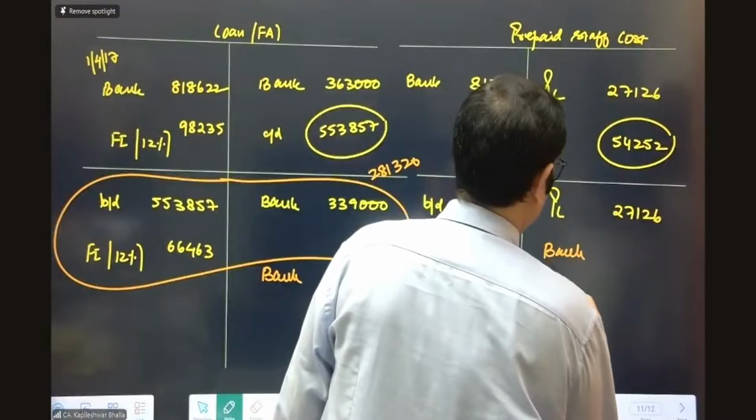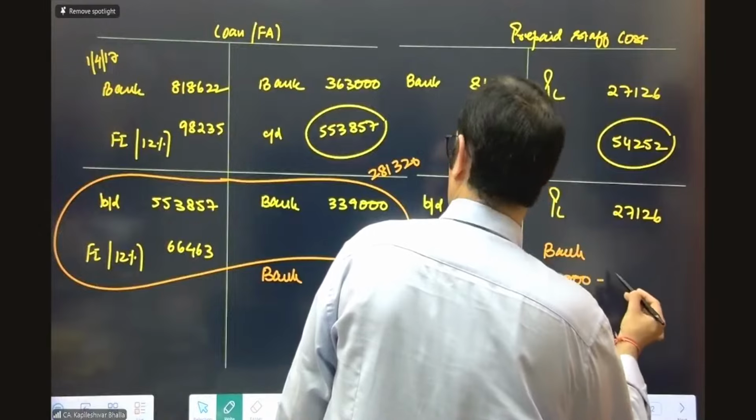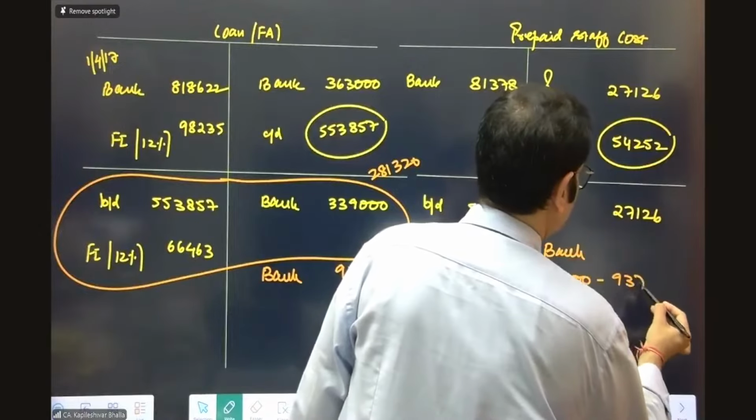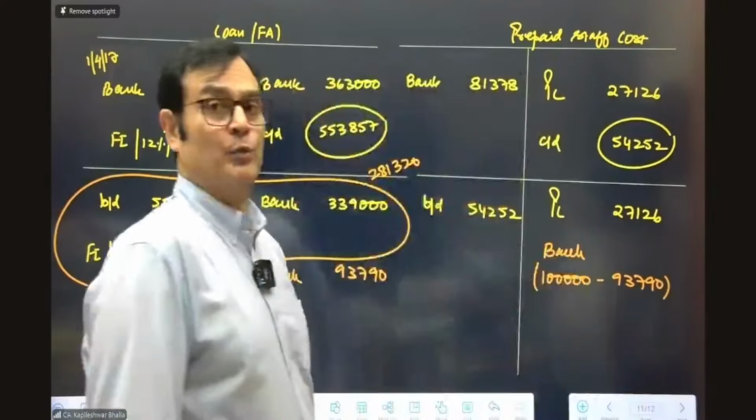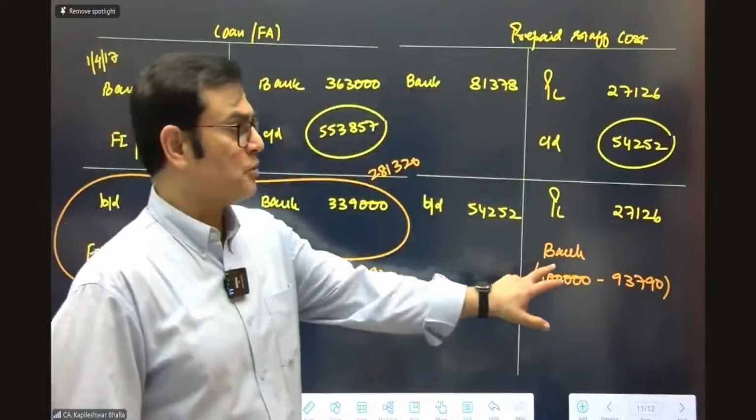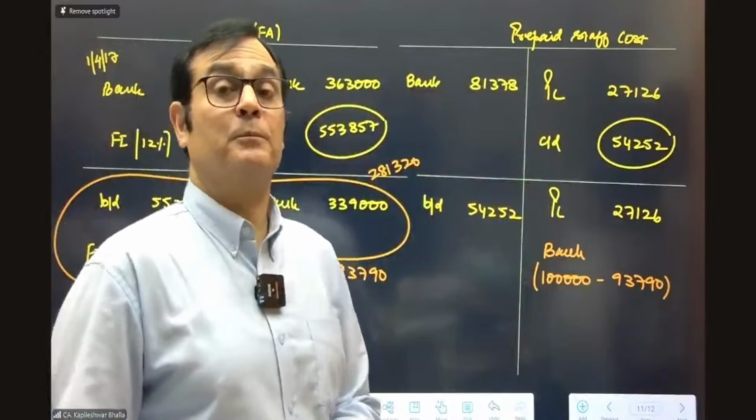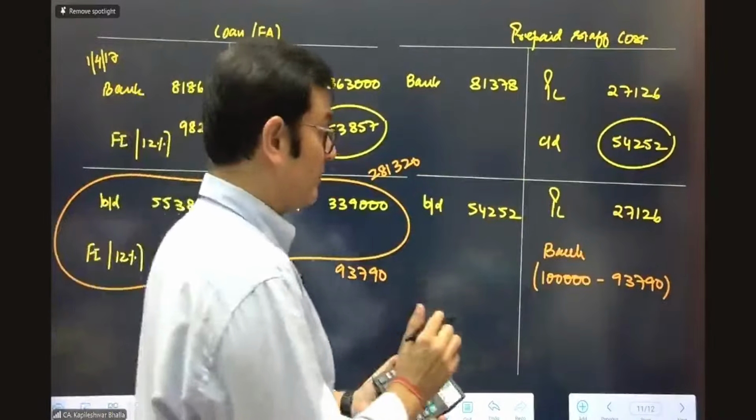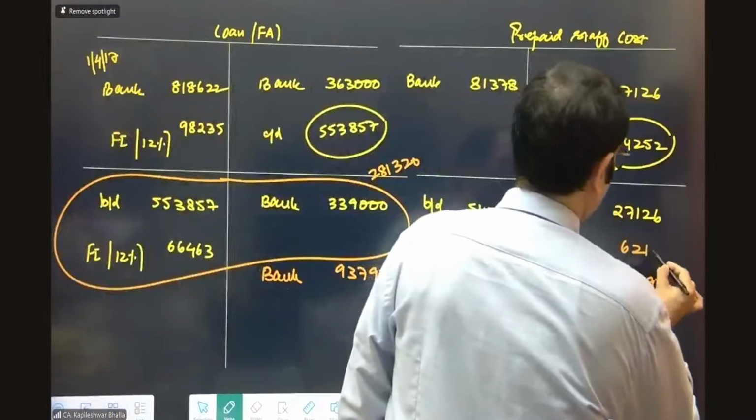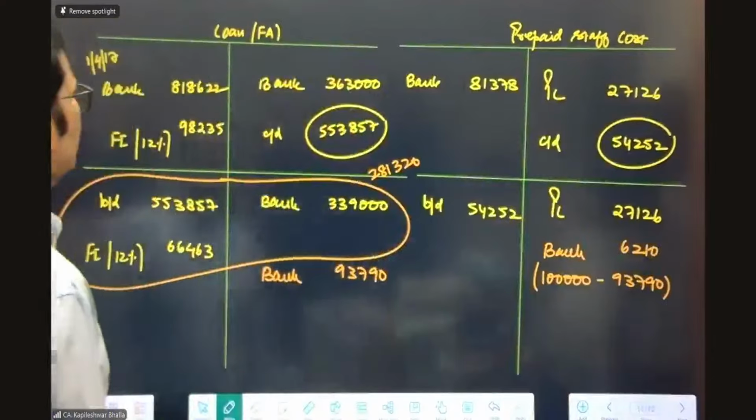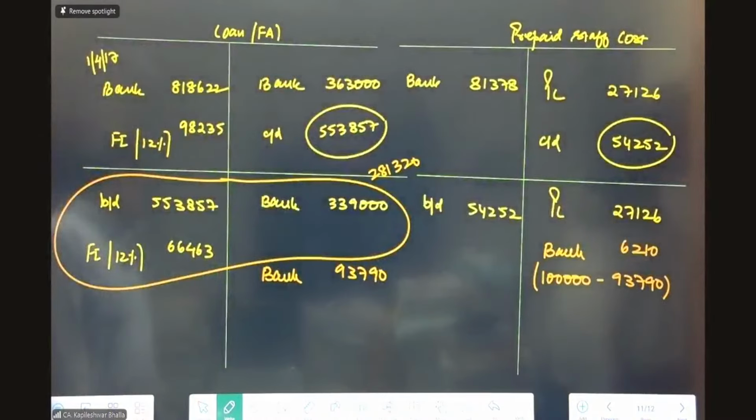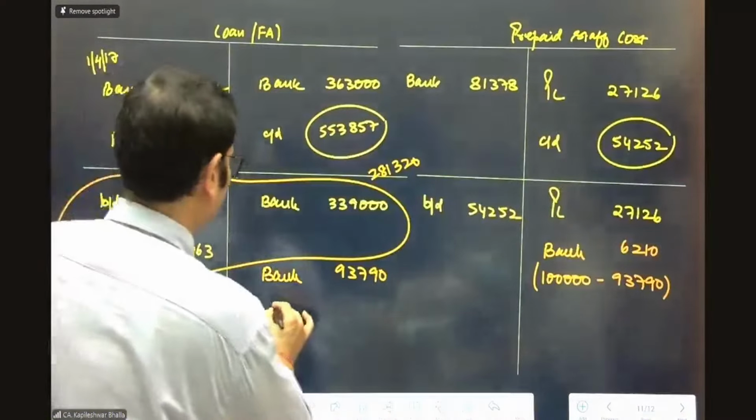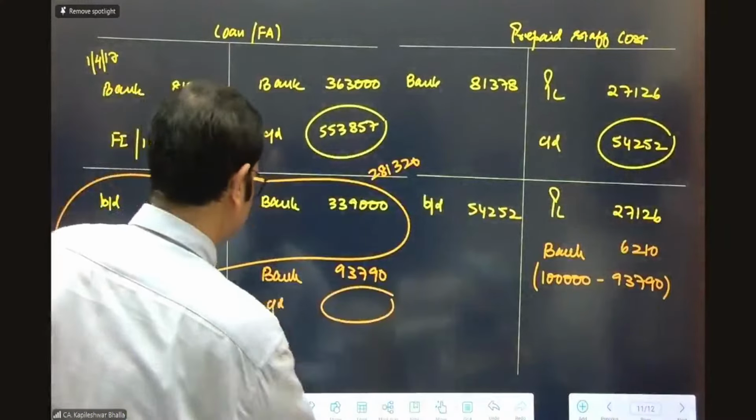So out of 1 lakh rupees of repayment, 93,790 gets adjusted against the loan. So whatever is the remaining portion will get adjusted against the prepaid staff cost as well. So this works out at 6,210. I think now the position is very clear. We can even go and make a ledger account for the next year as well. Let's get the balance c/d as a balancing figure.